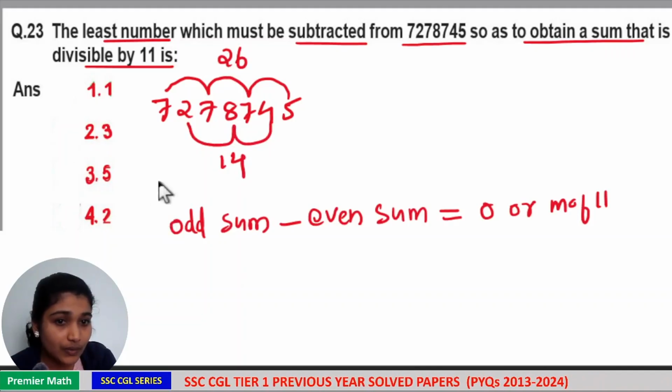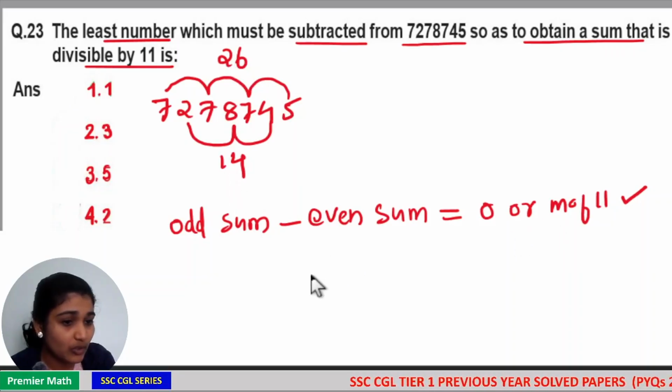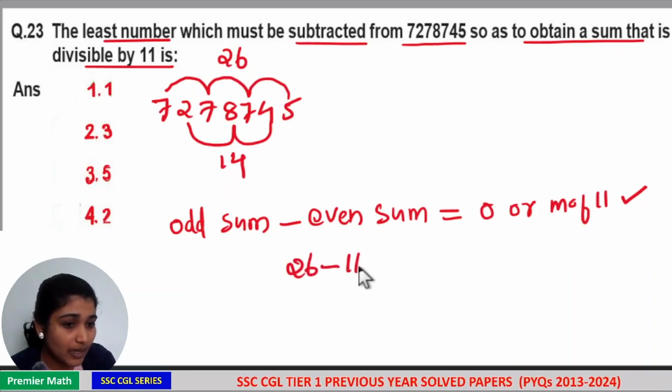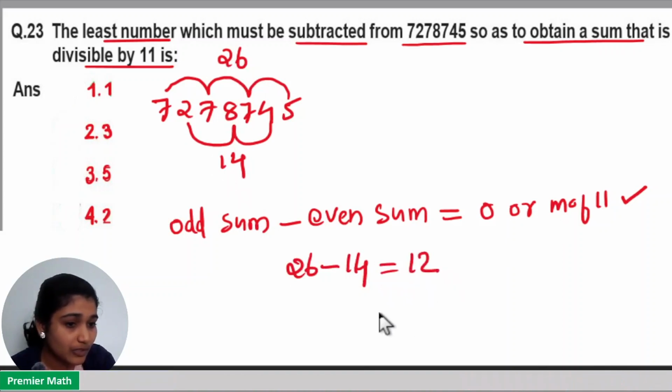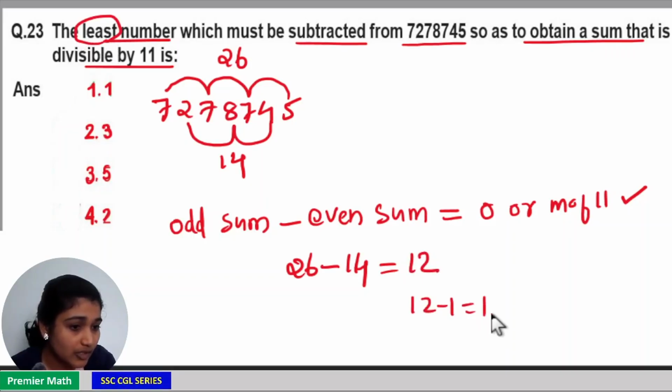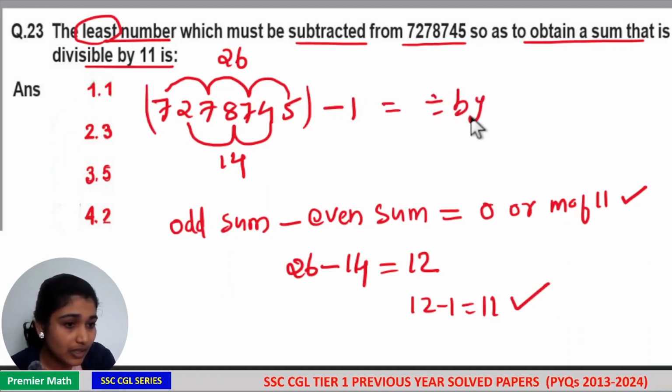Now, to be divisible by 11, odd place sum minus even place sum should be 0 or a multiple of 11. That is, the difference between odd place sum and even place sum should be 0 or 11. Here 26 minus 14 is equal to 12, which is not divisible by 11. Now we have to subtract the least number. So 12 minus 1 is equal to 11, which is divisible by 11, which means here just subtract 1 from this number. Then the number is divisible by 11.